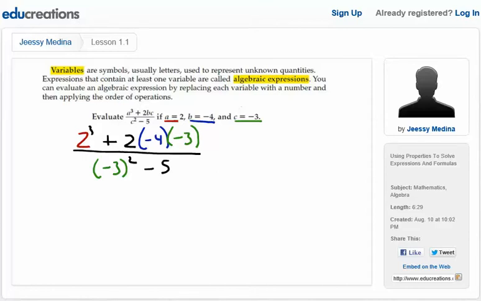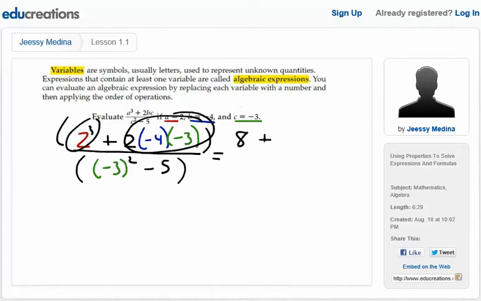Right? And then remember, the top is a group and the bottom is a group. Okay? So you have to do the top first and take care of that, and also the bottom. Okay? So you do one at a time. So working with the top, I would do the multiplication first, and of course the exponent first, right? So 2 to the third, that's an 8, plus 2 times negative 4 times negative 3, that's a positive 12 times 2 is a 24.